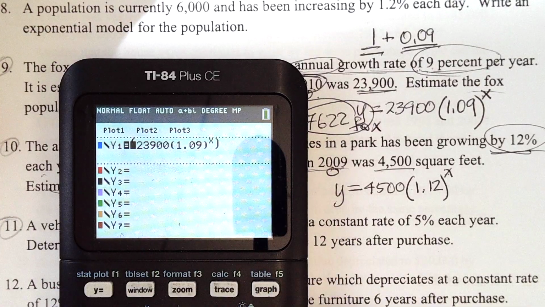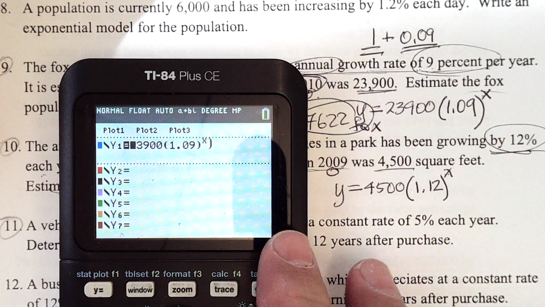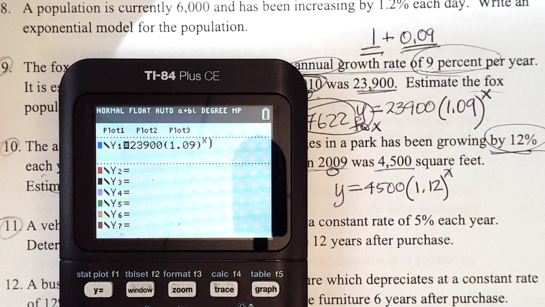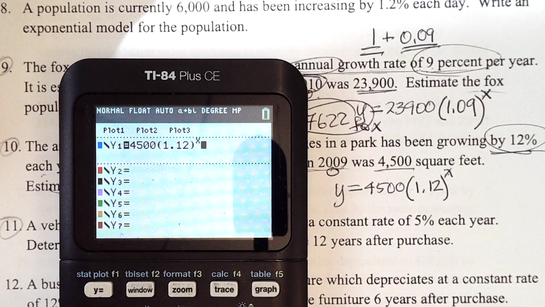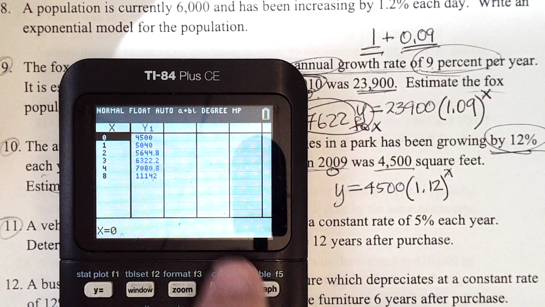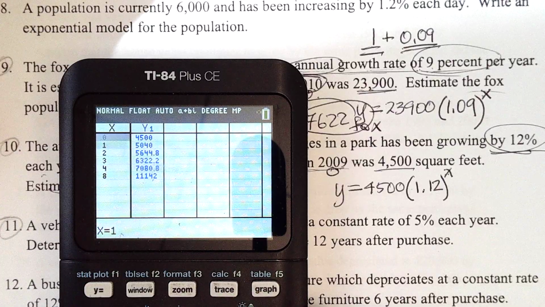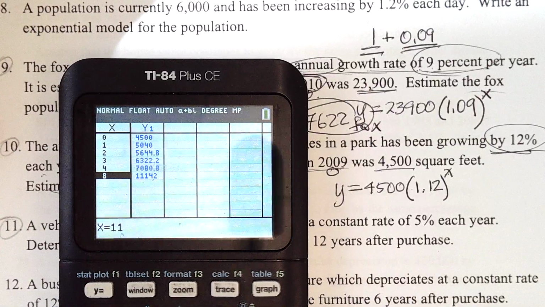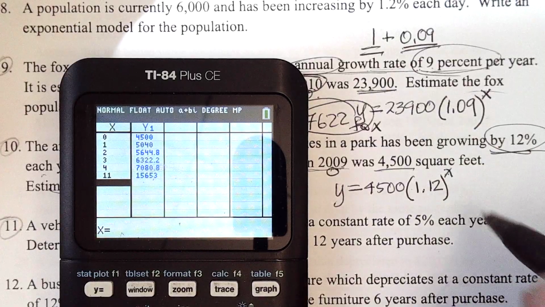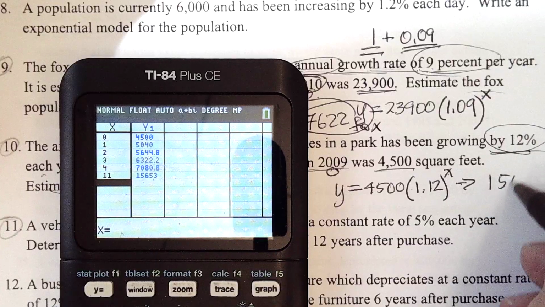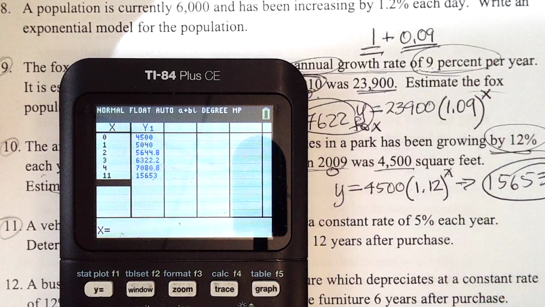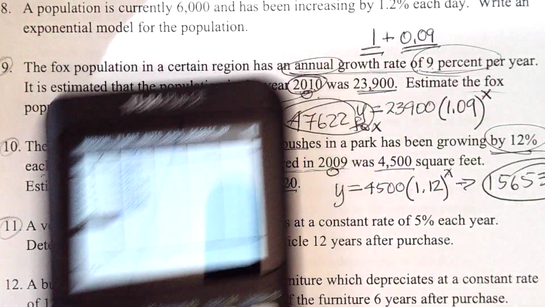So I just go to my window here, change my model to 4500, 1.12 to the x, and I can go to the table, and 0 is 4500, and I want to know after 11, so I just change 8 to 11, and it gives me 15653. And for other years.